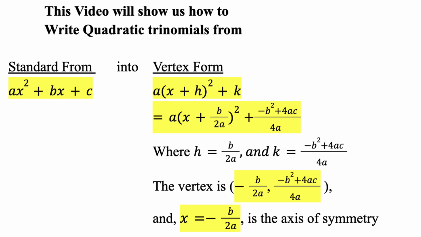In this video, we will show how to rewrite a quadratic expression from standard form into vertex form. Once we're there, we can use the coefficients from the standard form, a, b, and c, substituted into the standard formulas to find the vertex and the equation of the axis of symmetry of your quadratic function.